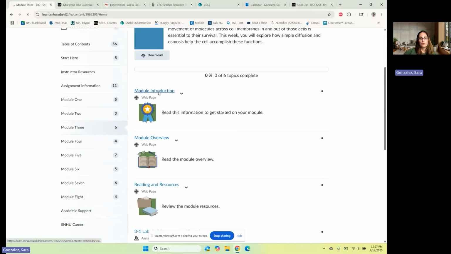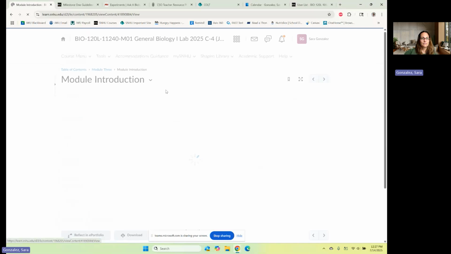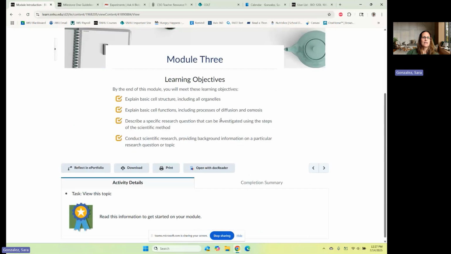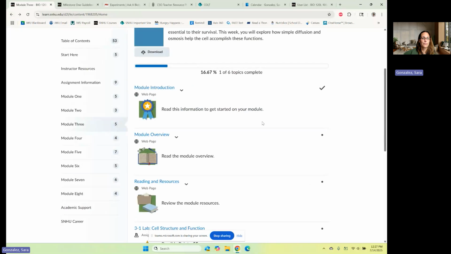So when you go to the introduction here, go ahead and click on the link. It's just going to have a couple tabs here explaining some of the basic cell structures, not all the organelles, but some of them. If you're taking the lecture, you'll go more into the details here. Looking at cell function, why we use the process of diffusion and osmosis, what's the difference? When do we use these processes? Looking again at the scientific method, developing a research question as to why these processes happen, and then conducting scientific research based on some of the background information that we're learning here.